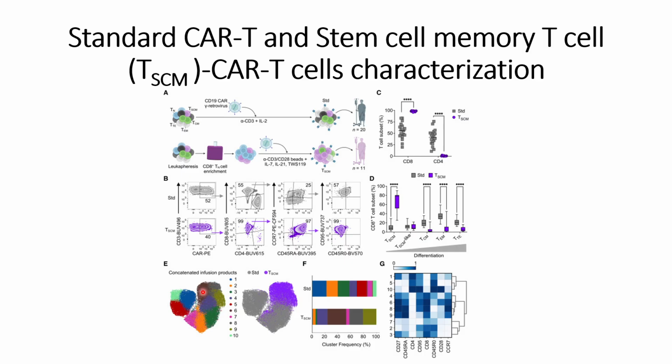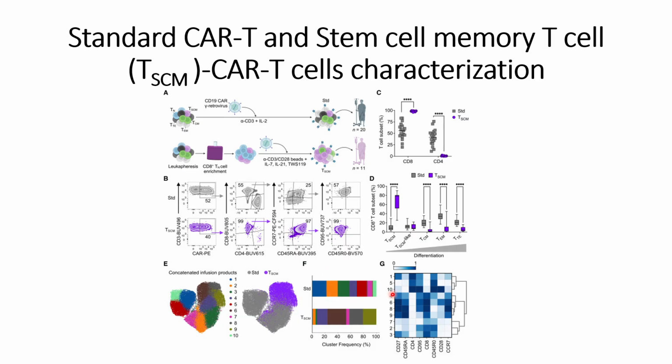Out of these 10 clusters, they found that clusters 4, 6, 8 and 9 belong to the CAR-Ts made from Tscm, and this is further quantified in panel F. Clusters 4, 6, 8 and 9 contribute majorly in the CAR-T cells derived from Tscm, whereas the standard cells have different proportions of most of the populations.